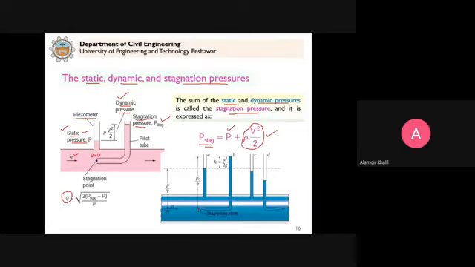And when we insert a pitot tube, an L-shaped tube, it will give us P naught by gamma, the stagnation pressure head. Clear? And the difference of the two is your U square by 2g. Again, this U means velocity in the X direction. That's why U is used. Clear? Because the velocity can have a Y component and a Z component.